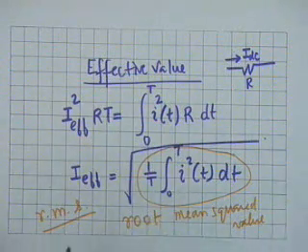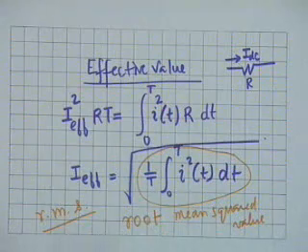This is the effective value, or that value of direct current, which when passing through a given resistor produces the same dissipation as the periodic current in one time period. All right. The concept of this I effective.